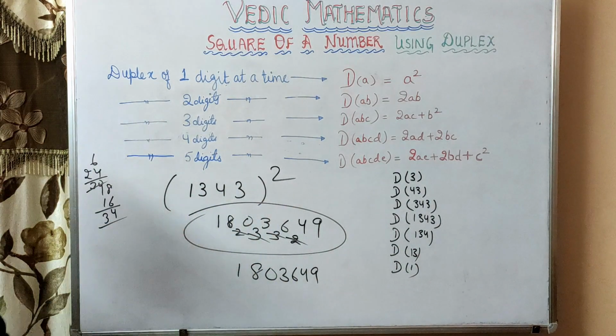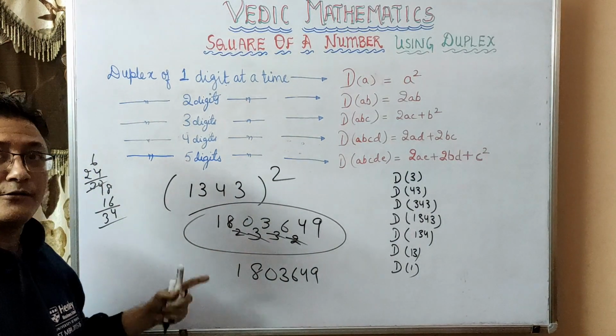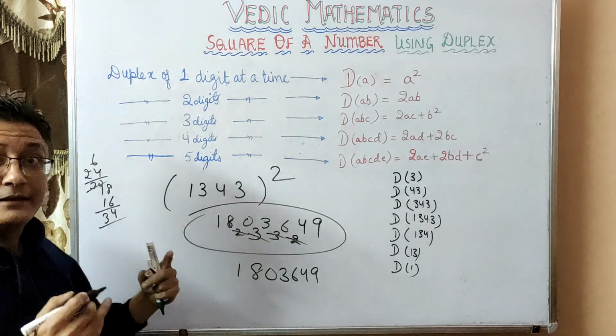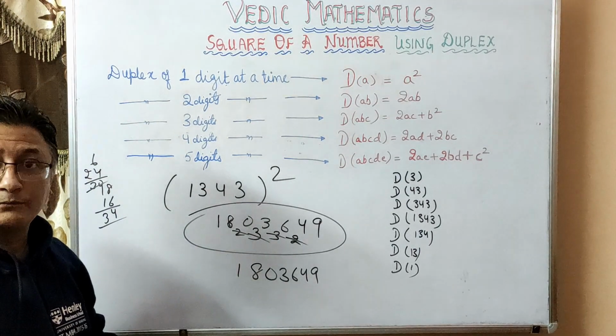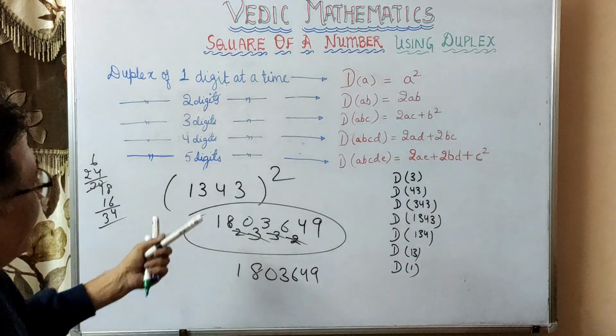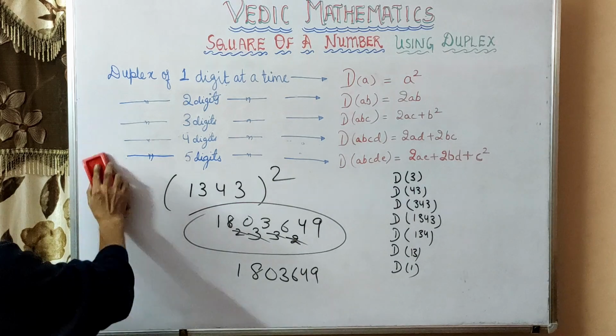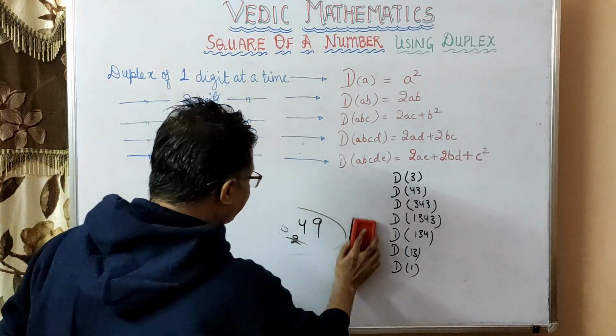1803649. So isn't that fast? Using normal multiplication, can you calculate this fast in competitive exams, in your assignments, or even in your homework? Whenever you do work, if you calculate using these methods, it offers you a lot of time savings.